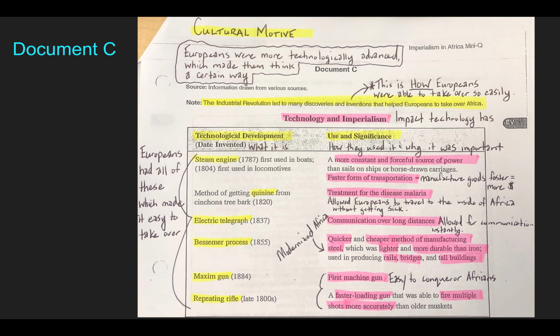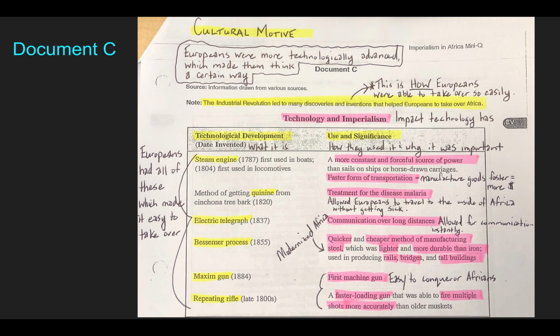Okay. So now looking at the chart, left-hand side, it's the technological development. So it was what was actually made and the year it was invented. So highlight technological development, and then I wrote a little side note or annotation that says what it is. And then to the right, please highlight use and the significance. So how they used it and why it was important. So go ahead and make those annotations.